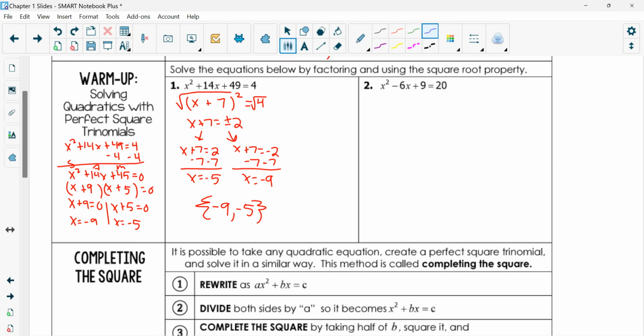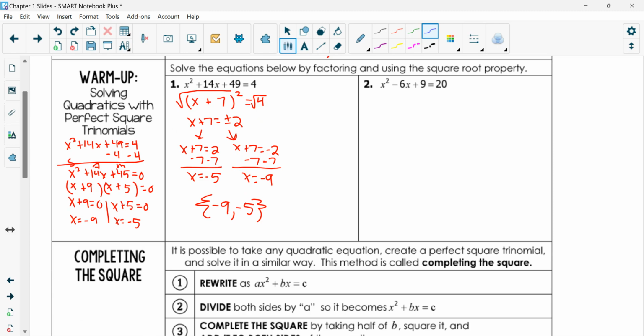All right, so that's going to lead us into something called completing the square. The reason why we did this first problem, number 1 there, is because when we're completing the square, what we're trying to do is make that left side a perfect square trinomial. There are two ways that you can do completing the square. It essentially does the same thing. I'm going to show you both ways, okay?